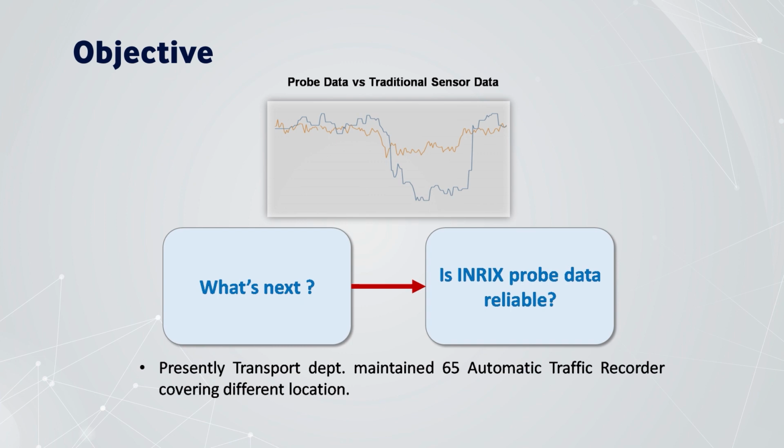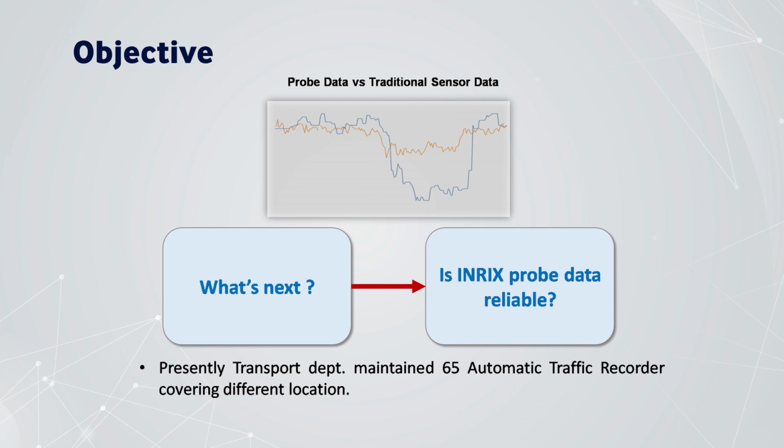So if you look at the graph, we just want to check two things here. One thing is whether the data we are collecting from the probe data is actually reliable or not, whether it is actually collecting the real-time data or not. So if you look at the orange color, it shows the traditional sensor data, and the probe data is in blue color, which shows you the different types of data here.